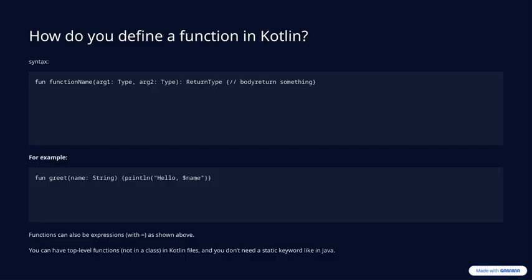It's also interesting to note that functions in Kotlin can be expressions, which means you can assign them directly using the equals sign. This allows for more concise code in many cases. Another key point is that Kotlin supports top-level functions, so you don't need to place your functions inside a class, unlike Java, where static keywords are required. This makes Kotlin more flexible and easy to work with, especially for small utility functions or scripts. Overall, understanding how to define functions properly helps you write cleaner, more organized Kotlin code, fitting seamlessly into the broader theme of making your programming more efficient and expressive.